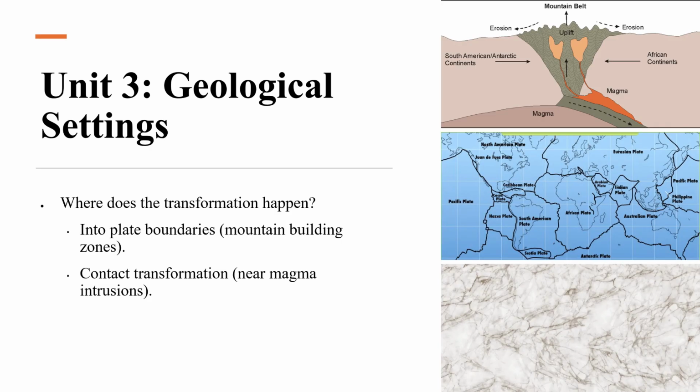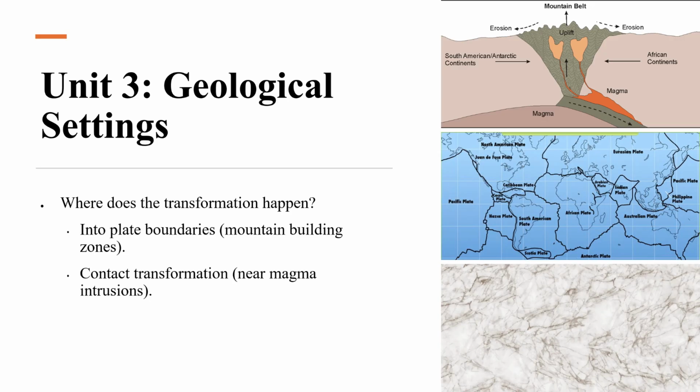When we talk about where transformation, or metamorphism, happens, there are two main places to remember: plate boundaries, especially mountain building zones. Imagine two tectonic plates colliding. The rocks caught in between get squeezed and buried deep underground. This pressure and heat transform the rocks into new types, often forming metamorphic rocks like schist and gneiss. This is called regional metamorphism because it happens over large areas.